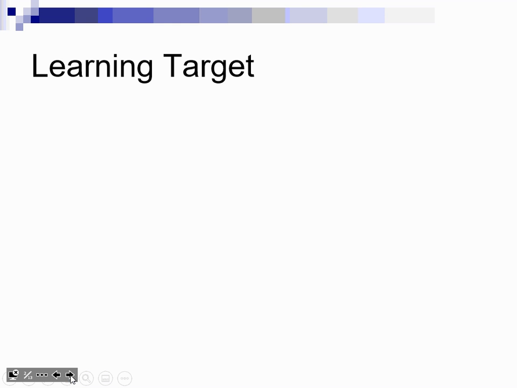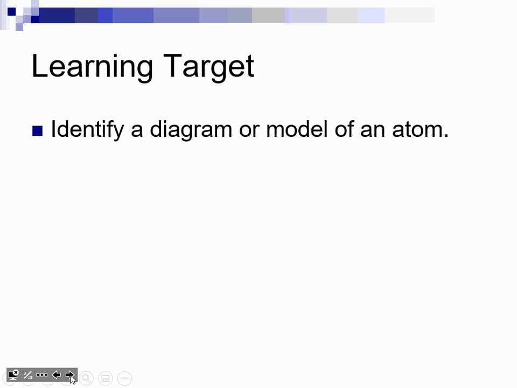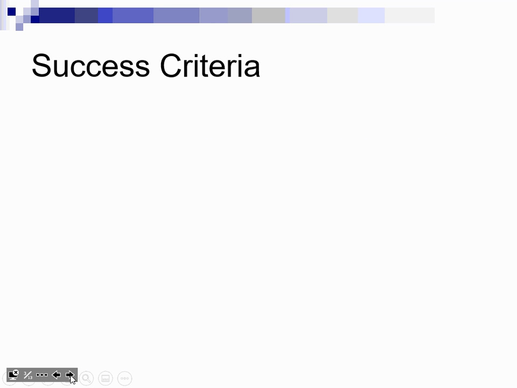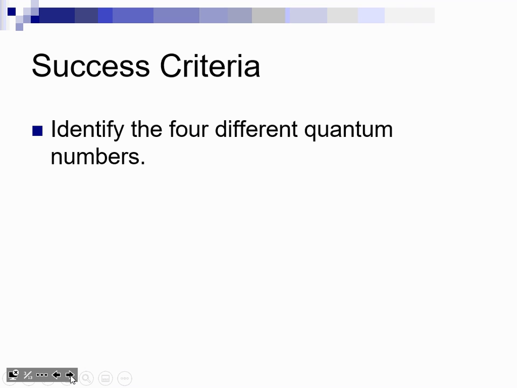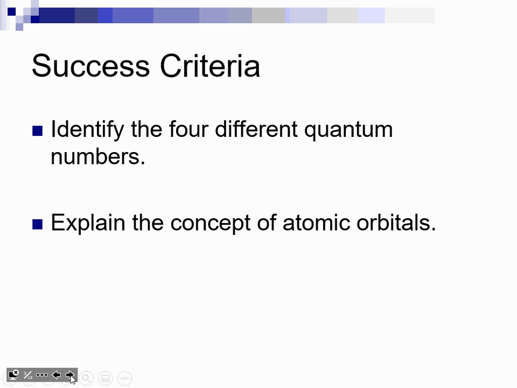So our learning target is to identify a diagram or model of an atom. That's going to be these configurations that we start tonight, continue on with tomorrow. We're going to diagram each individual element. Now, what are some success criteria that we need to do to achieve that learning target? Well, first of all, we need to be able to identify the 4 different quantum numbers. We need to be able to explain the concept of atomic orbitals.